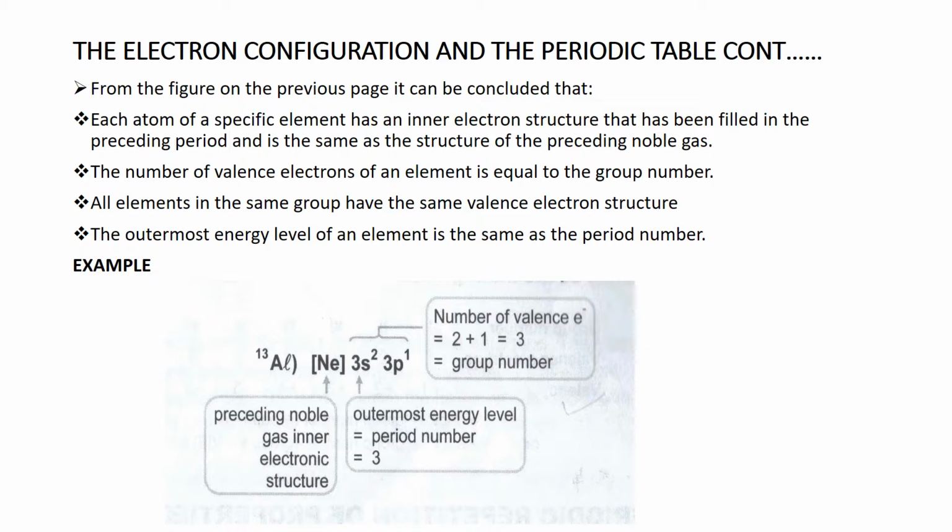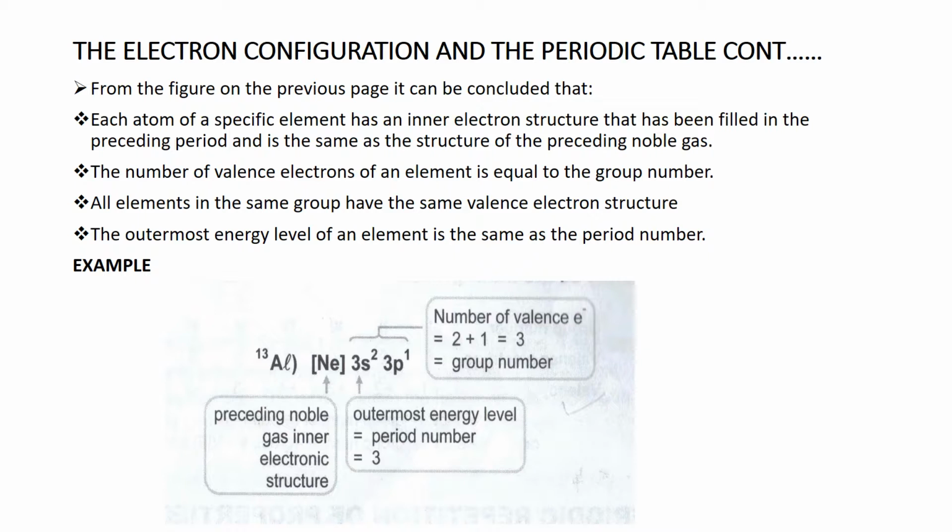And for aluminium, since aluminium is in period 3, the preceding noble gas for all period 3 elements is neon, and the preceding noble gas for all group 2 elements, period 2 elements is helium. So because aluminium is in period 3, the preceding noble gas is neon. Hence, we have replaced the inner electron structure with neon.